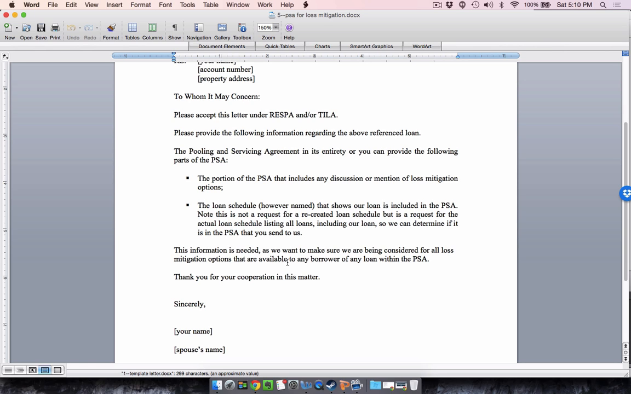Because we find companies that will say, we cannot do a forbearance. Absolutely forbidden to do it. But this document says, of course you can do a forbearance. Well, then they lied to you. So we want to know that.